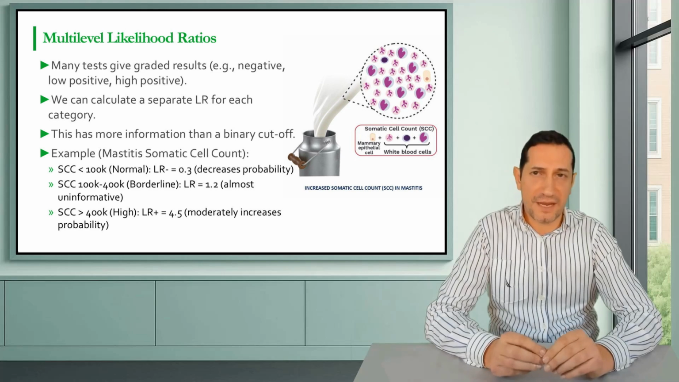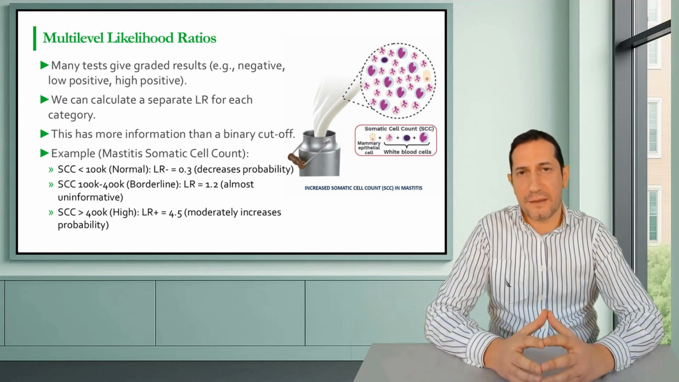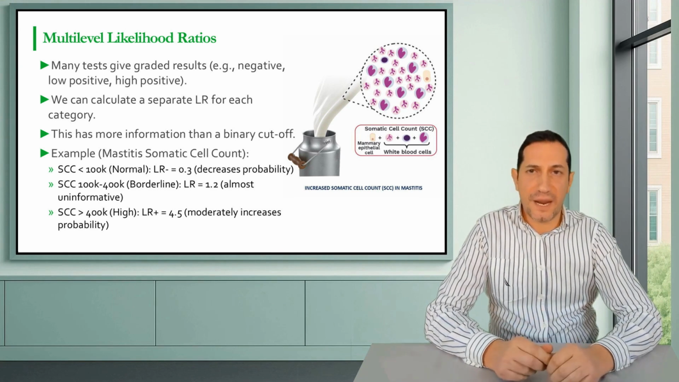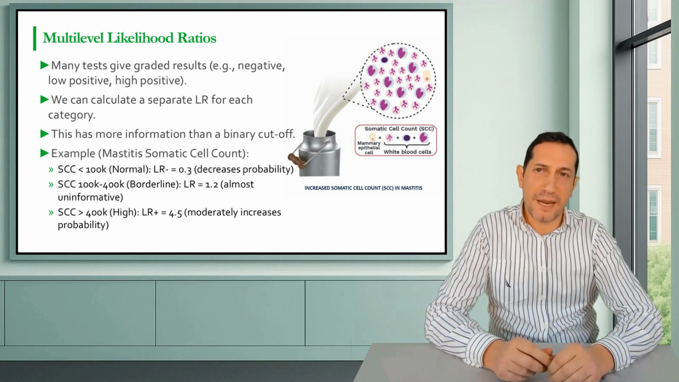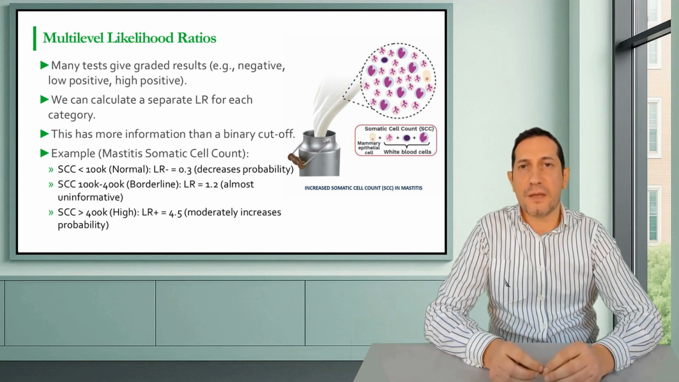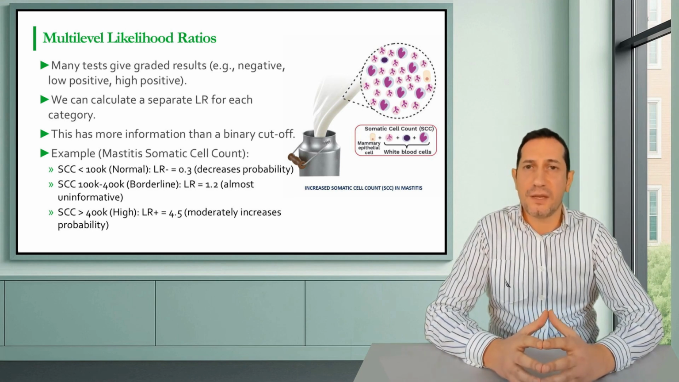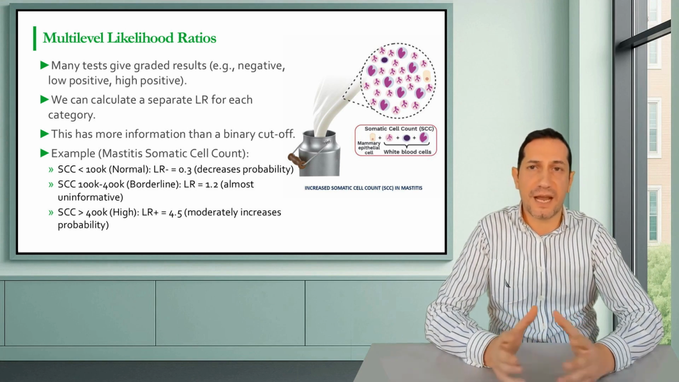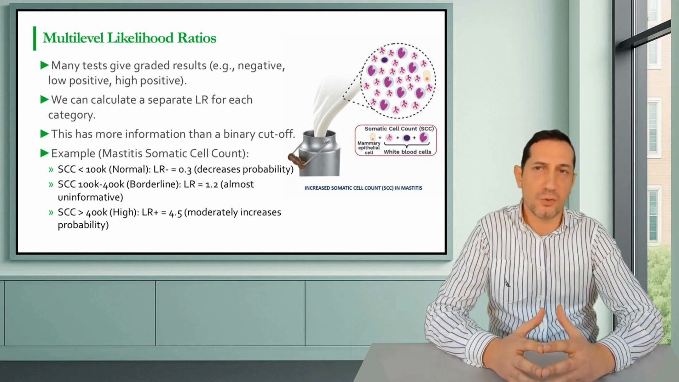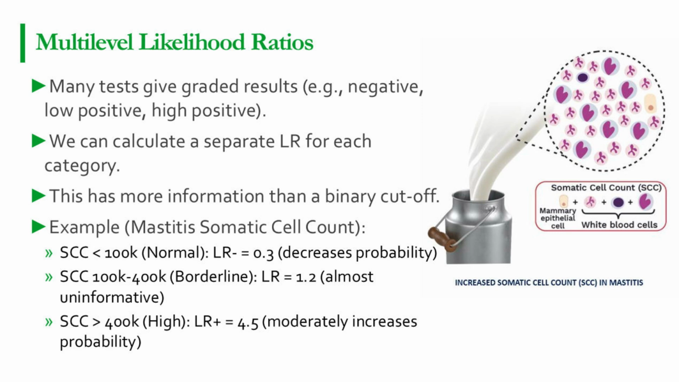One of the biggest advantages of likelihood ratios is that they free us from the limitations of a single binary cutoff. Many of our tests, like an ELISA for Johne's or a somatic cell count for mastitis, give a range of results. Instead of just calling them positive or negative, we can define several categories and calculate a unique likelihood ratio for each one. Let's take the mastitis example.